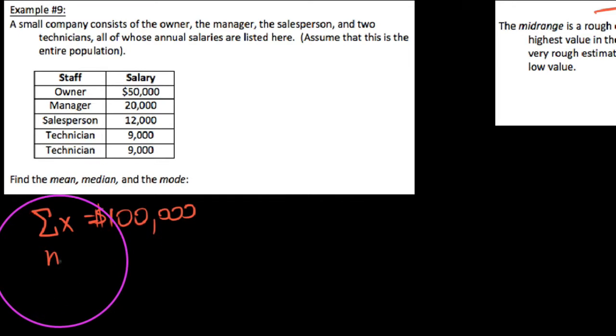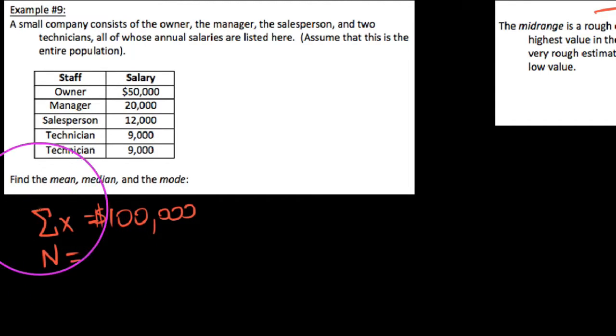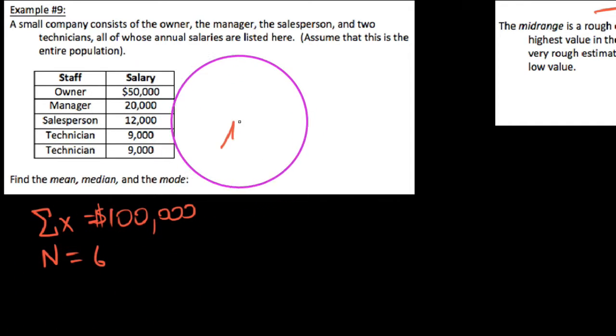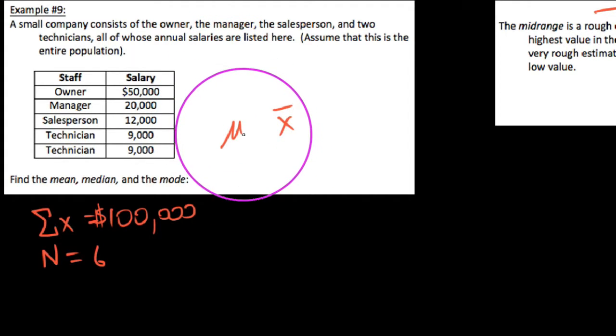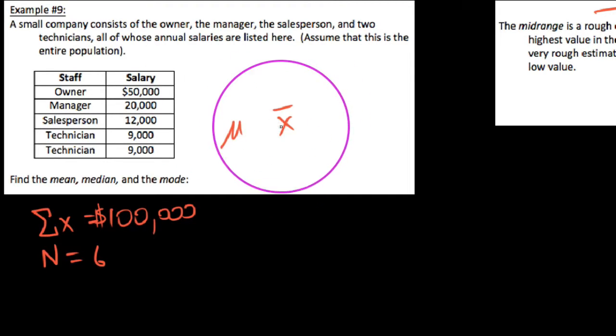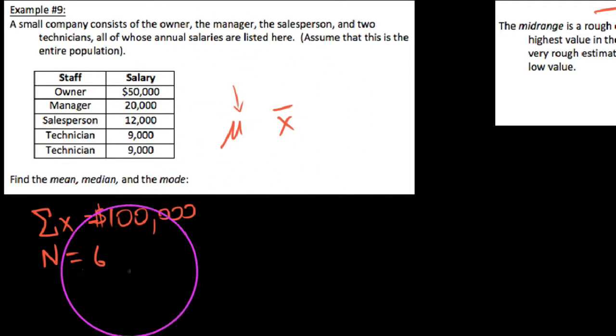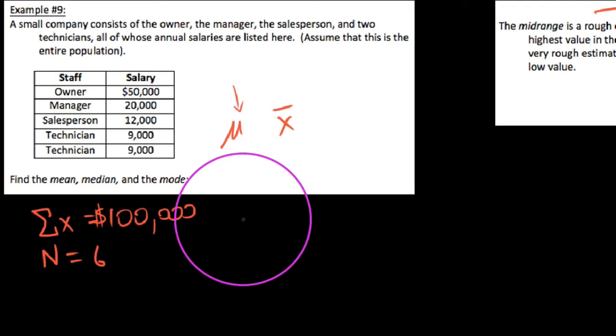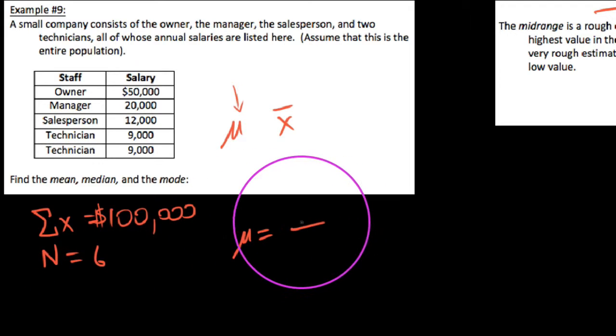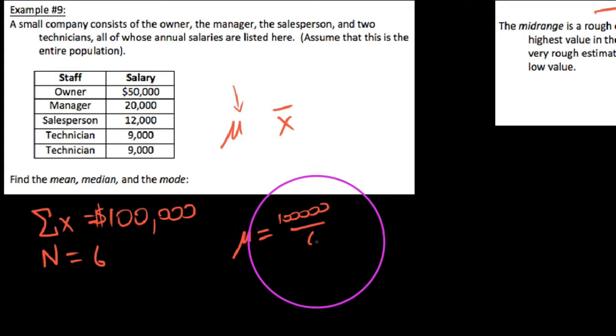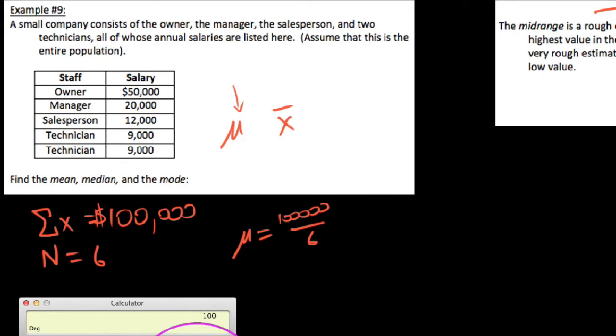As far as how many things we have, I probably shouldn't use a lowercase n here. I should use an uppercase N, because we actually have the data for the entire population. To find the mean, we usually use either mu or x bar depending upon whether we're talking about a parameter, the population statistic, or a statistic of a sample. In this case, we have an entire population, so we're going to use the Greek letter mu. So we say the mean mu is equal to 100,000 divided by 6.